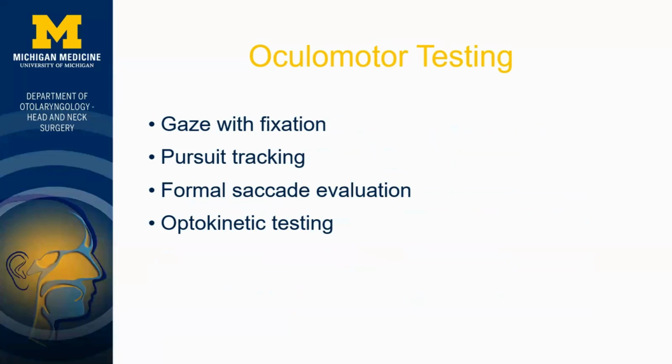You have ocular motor testing, you have positioning and positional testing, and we'll talk a little bit about the difference between the two of those, and then classically caloric testing as well. So ocular motor testing is broken down into gaze with fixation. So this is gaze with vision enabled. They're focusing on a target. You have smooth pursuit tracking, and that's at various speeds. It gets faster as it goes along. Formal saccade evaluation, where you're looking at velocity, latency, and accuracy, and then optokinetic testing.